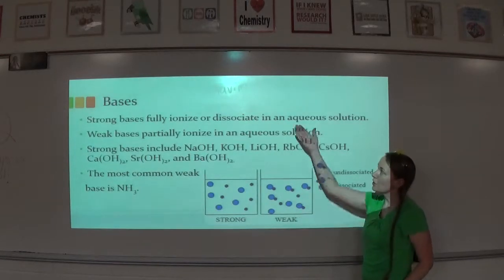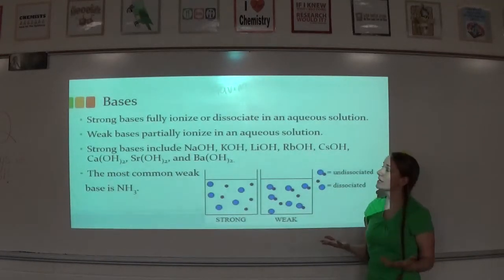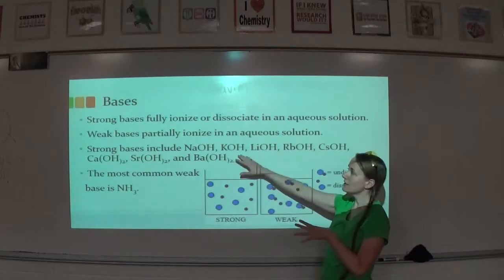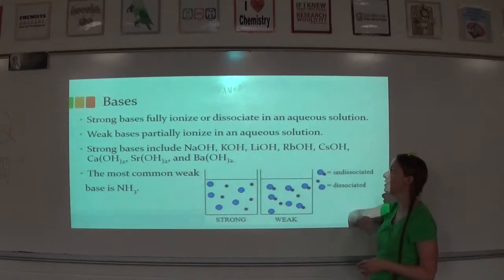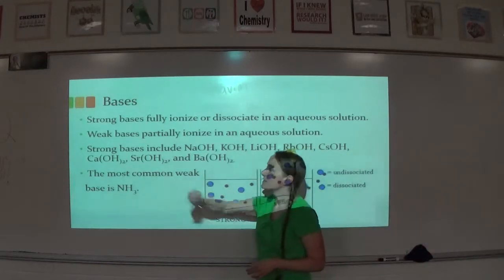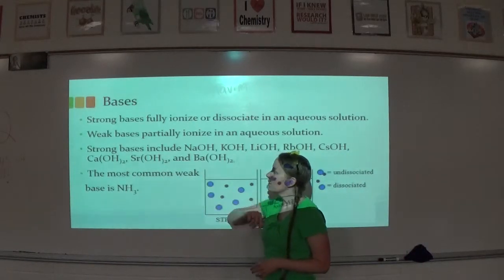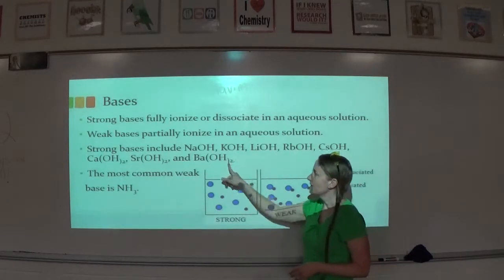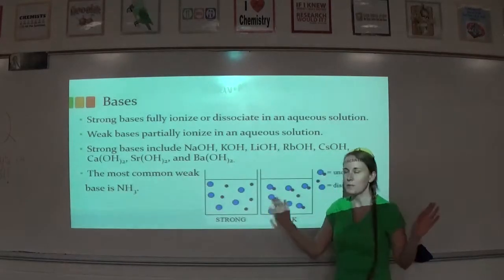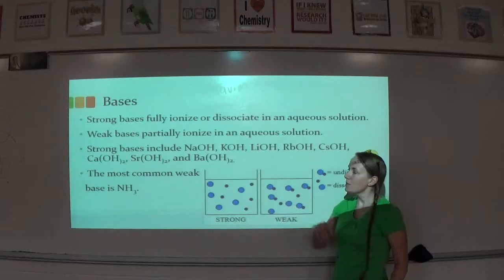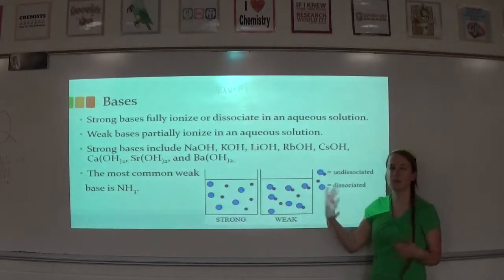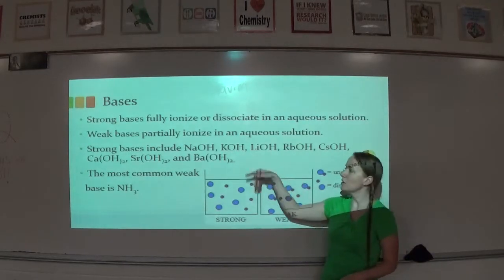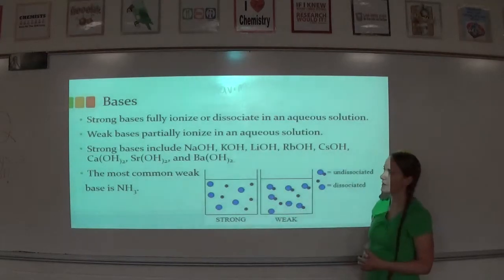So bases. Strong bases fully ionize or dissociate in aqueous solution, and weak bases only partially ionize. So again, here's a list of your strong bases: NaOH, KOH, LiOH, RbOH, CsOH, Ca(OH)2, Sr(OH)2, and Ba(OH)2. So the most common weak base that we'll use in here is NH3. Now there are a lot of other weak bases, but that one you may just want to remember because it doesn't have OH on it, so sometimes y'all tend to forget about that one.